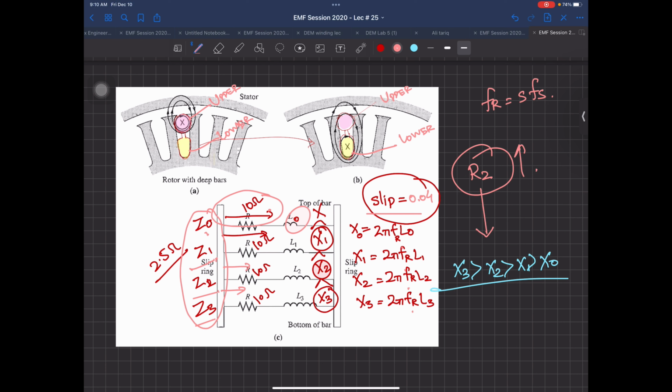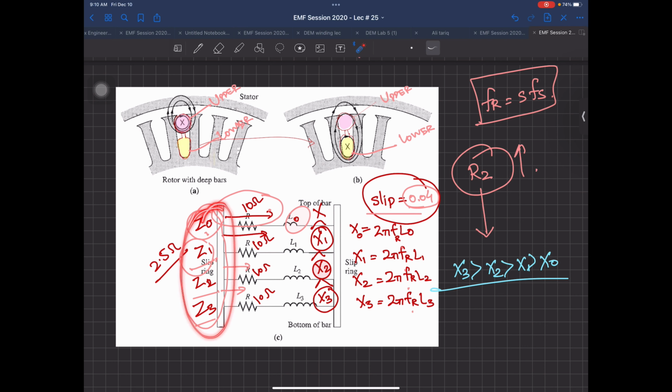What was it before? S was 1. So you are getting a frequency of 50 Hertz. Now the difference is just 0.04, a very, very small difference, because the multiplying factor is just 0.04. Now this time, the difference in these Z0, Z1, Z2 and Z3 is going to be very small.